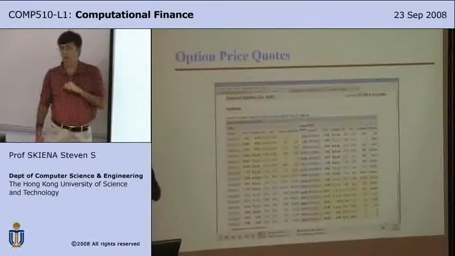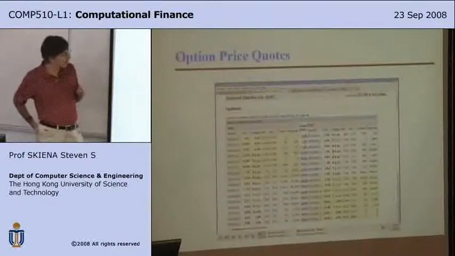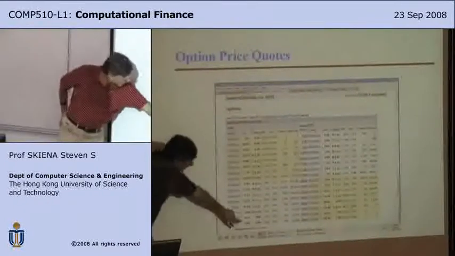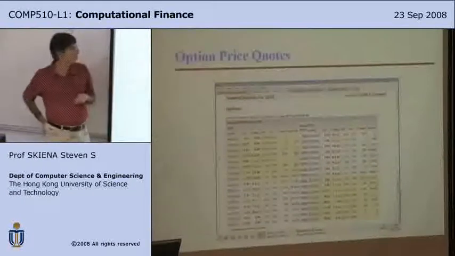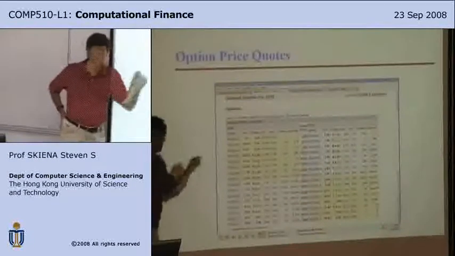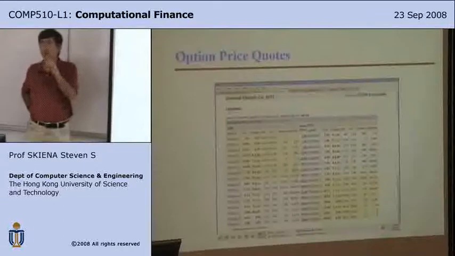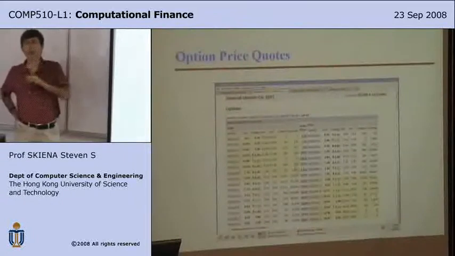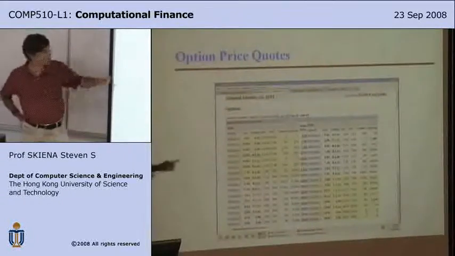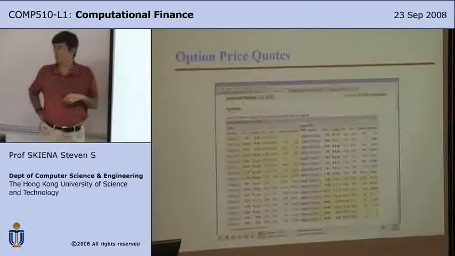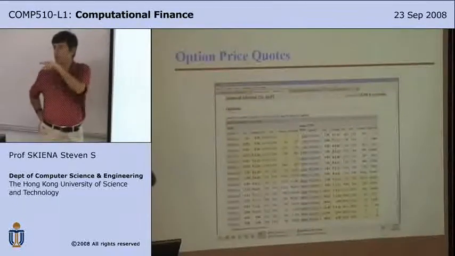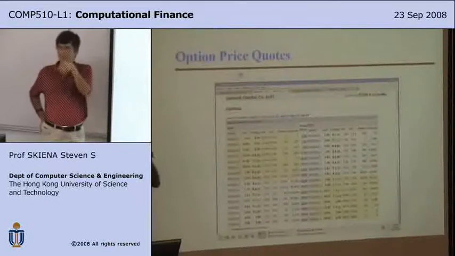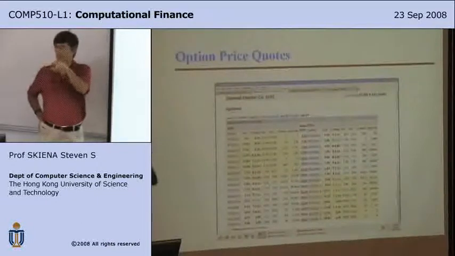Okay? But what do we see here? First thing to note is that as the strike price gets higher and goes down, the price of the call option goes up. Does that make sense? Because you have the right to buy it at that price. The lower that price is, the more valuable the option is. How many people get that? How many people don't get that?